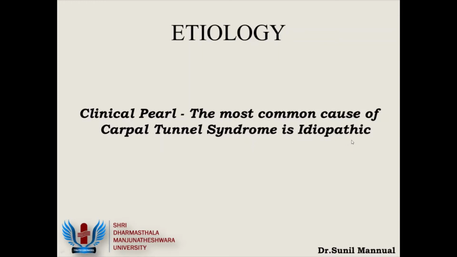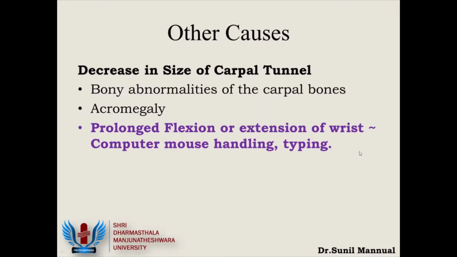As we move on to slide number 9, there are some conditions that can decrease the size of the carpal tunnel. So one common condition that we see is when a person is doing activities that require him to have his wrist flexed or extended for a prolonged period of time. So what does flexion or extension of the wrist for a long period of time do? Normally the carpal tunnel pressure increases on either flexion or extension of the wrist.